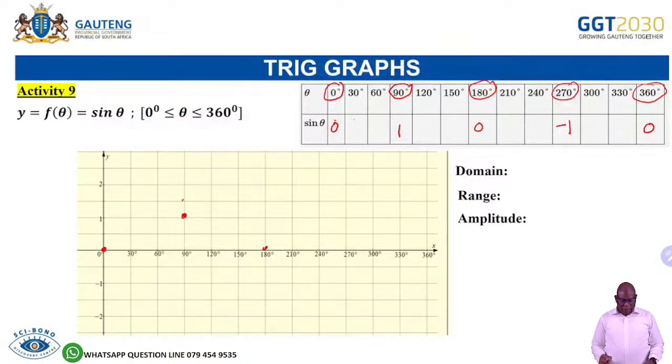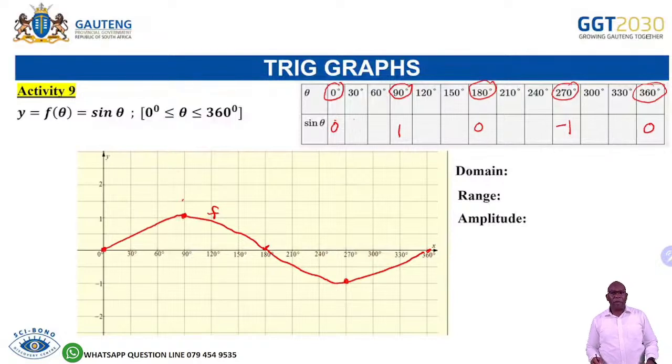Now the coordinates there: at 0 it's 0, at 90 it's 1, at 180 it's 0, at 270 it's -1, at 360 it's 0. Then from there you draw freehand, you don't use a ruler. We join these points, and we give this graph a name, and that name is F. That is a sine graph.